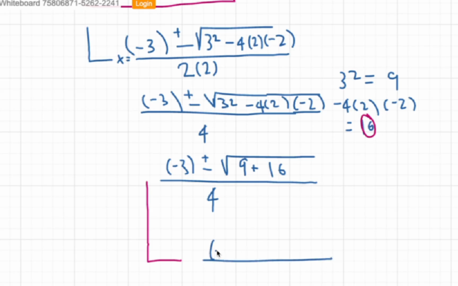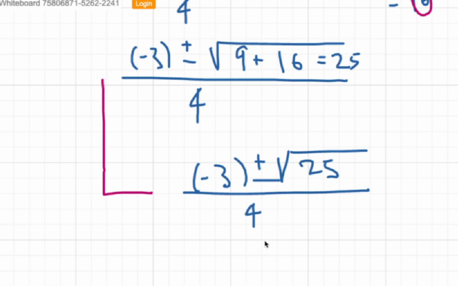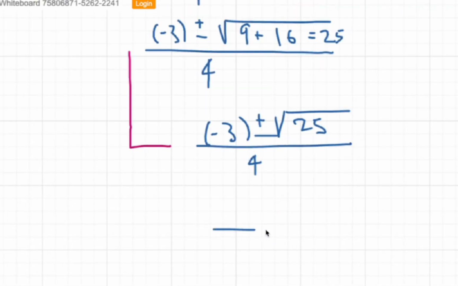So we get negative 3 plus or minus the square root of 25, because 9 plus 16 is equal to 25, and then you want to divide that by 4. Square roots are what number multiplied by itself makes up this specific number. In this case, 5 times 5 is equal to 25, so the square root would be equal to 5. My bad.